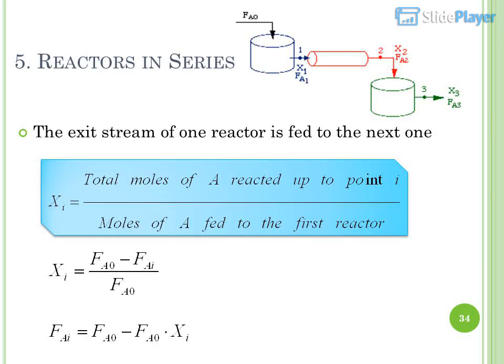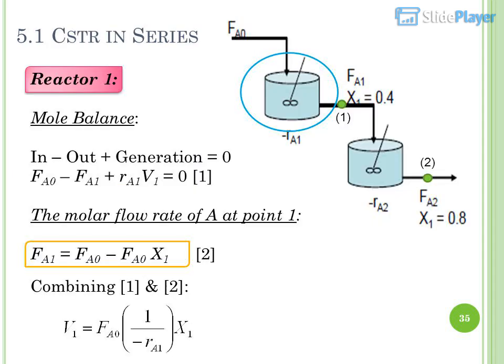5. Reactors in series. The exit stream of one reactor is fed to the next one. 5.1 CSTR in series, reactor 1, mole balance: in minus out plus generation equals 0. FA0 minus FA1 plus Ra1 V1 equals 0, equation 1. The molar flow rate of A at point 1: FA1 equals FA0 minus FA0 X1, equation 2. Combining 1 and 2.